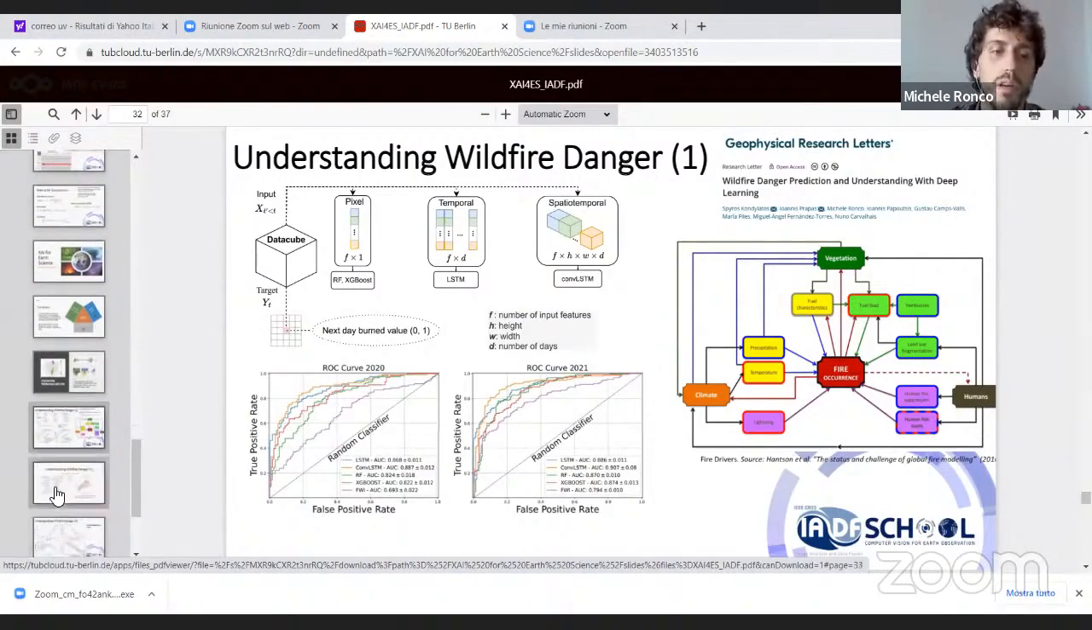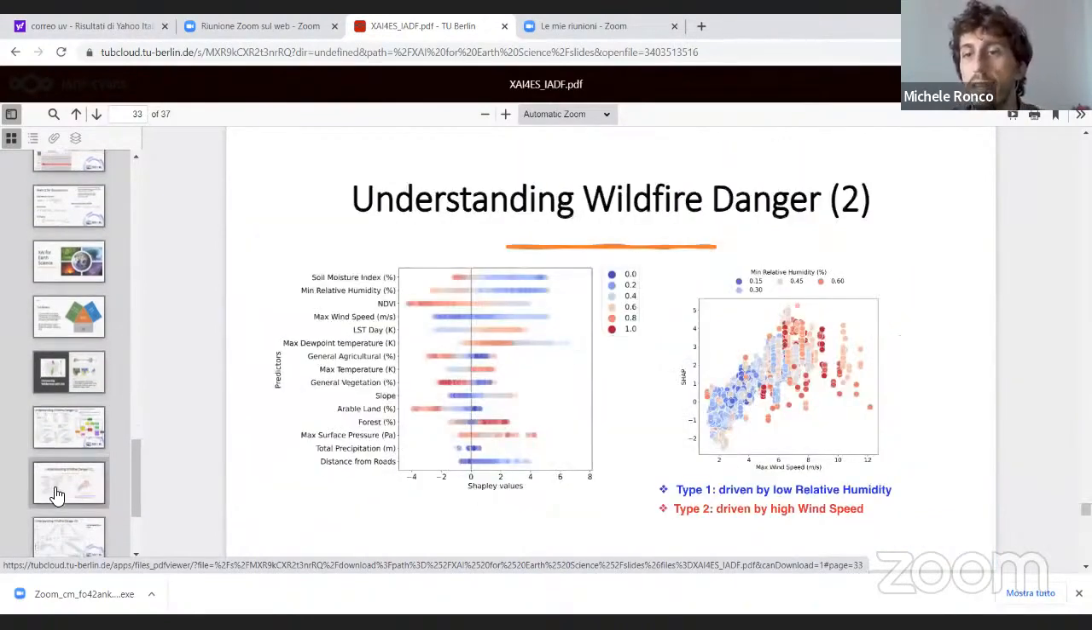And so we applied some of the techniques I have discussed before. In particular, these are the plots obtained with Shapley values. What we see here on the left are the input variables, ranked by the average absolute value of the Shapley values over the whole test set data. This already gives us an idea of the most important drivers for wildfire danger prediction according to the model. We have soil moisture, then relative humidity, NDVI, wind speed, and so forth.